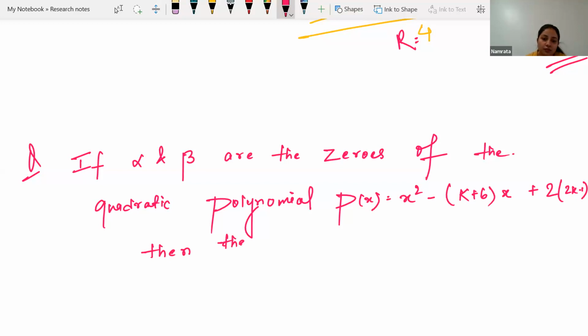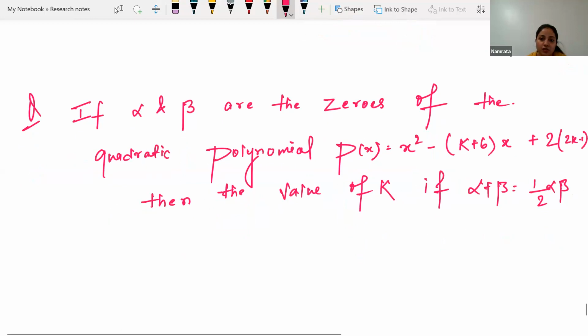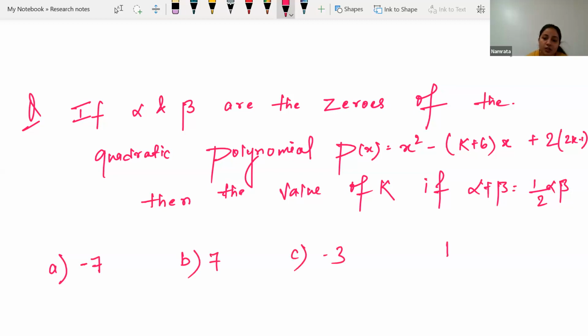Then the value of k, if alpha plus beta is equal to 1/2 alpha beta. This condition is given over here, and this is a multiple choice question. Options are also there: option A is −7, option B is 7, option C is −3, and option D is +3. Try it first, then we will discuss it.